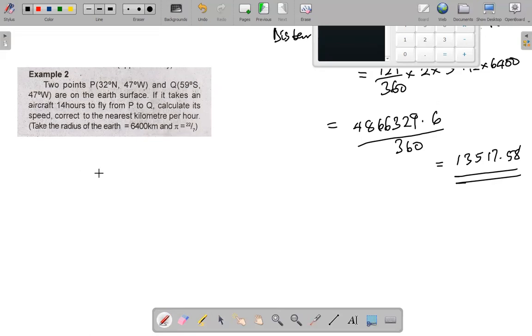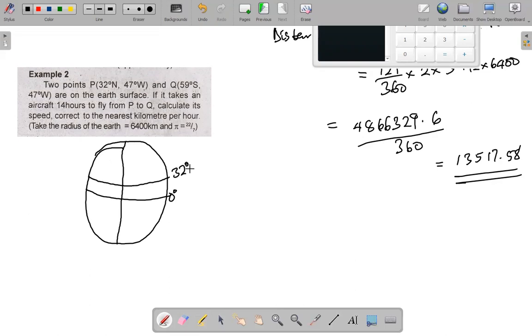First of all, let's represent the information on the globe. The Earth is my sphere. This is my prime meridian. This is my equator, which is at 0 degrees. Then point P is 32 degrees north. North is above the equator.